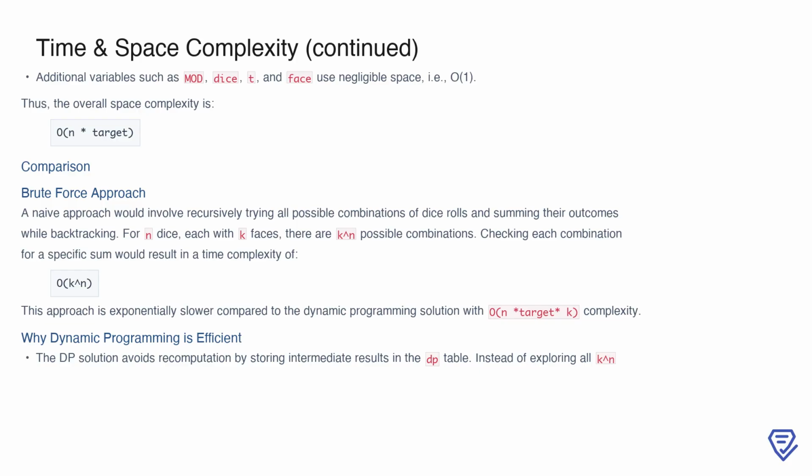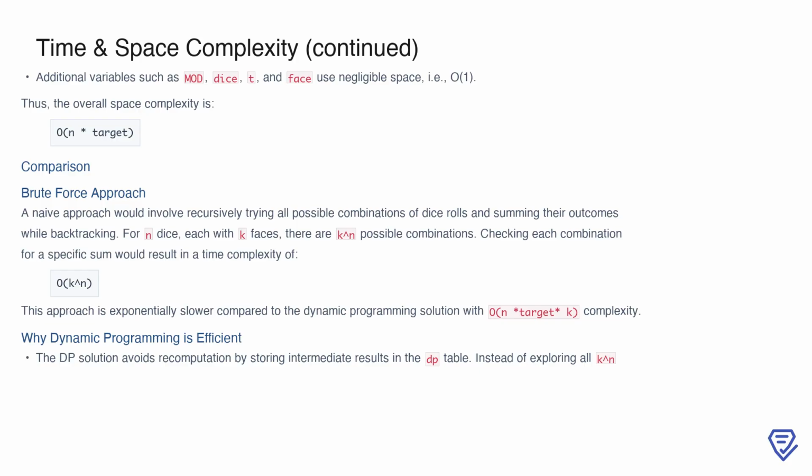Comparing this to a brute force approach, a naive solution would involve recursively exploring all possible combinations of dice rolls and summing their outcomes. With n dice, each having k faces, there are k^n combinations to examine. Checking each combination for the target sum would result in an exponential time complexity of O(k^n), which is computationally expensive.